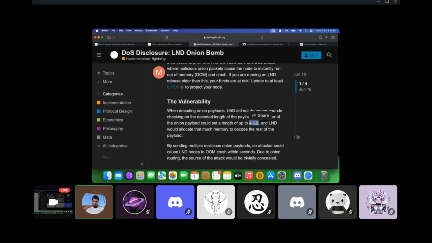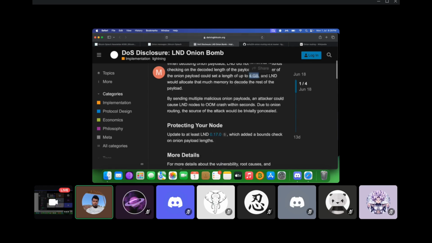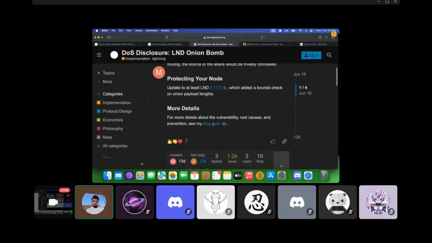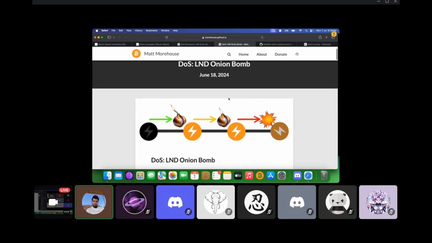Even if your node has 4 GB of memory, it's possible for an attacker to send multiple such messages and eventually crash your node. Okay. We'll read through a blog post, which is also not very big, also authored by Matt Morehouse. All right. He calls this attack an LND Onion Bomb attack.